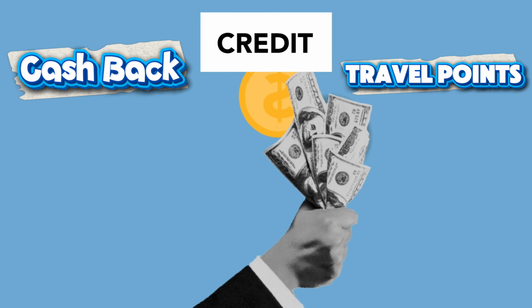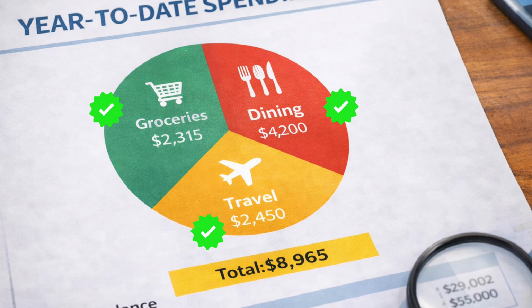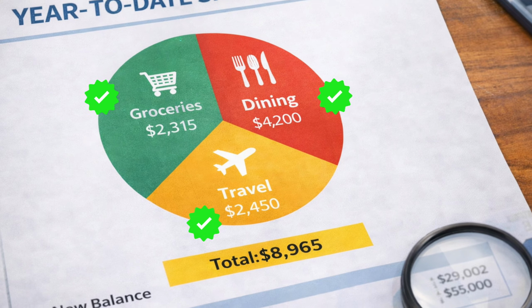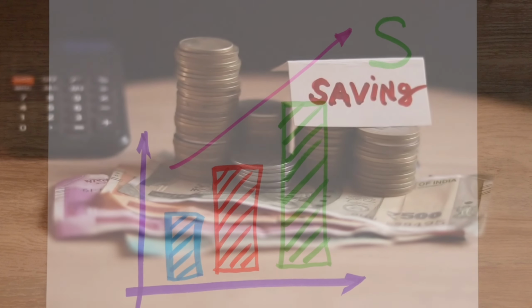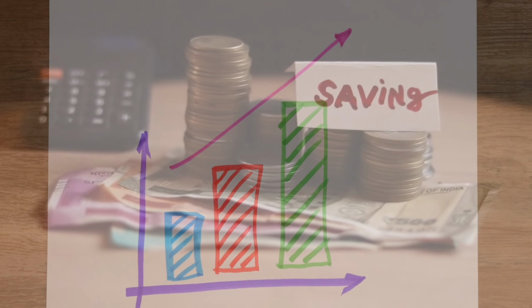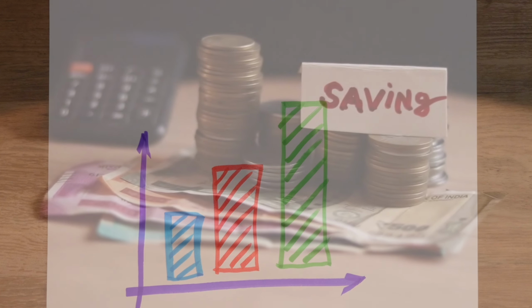Some statements contain year-to-date spending totals by categories such as groceries, travel, or dining. These summaries can quietly function as a budgeting tool. If one category appears larger than expected, it may signal an opportunity to adjust spending before habits compound.